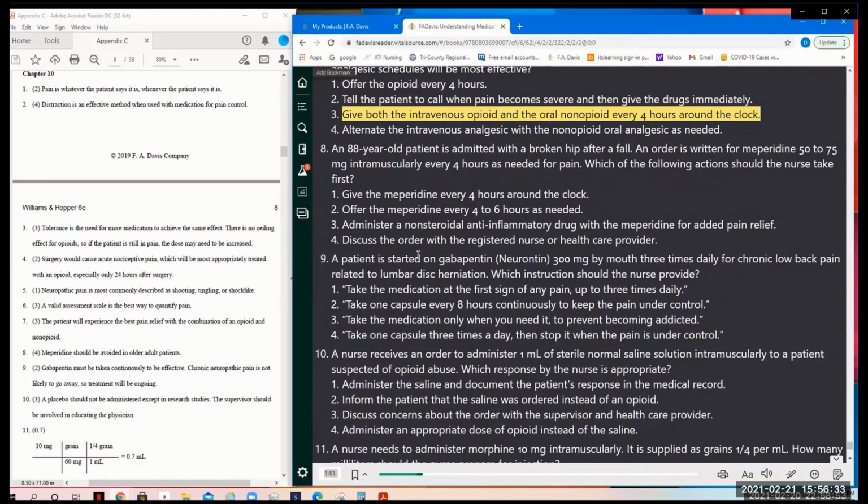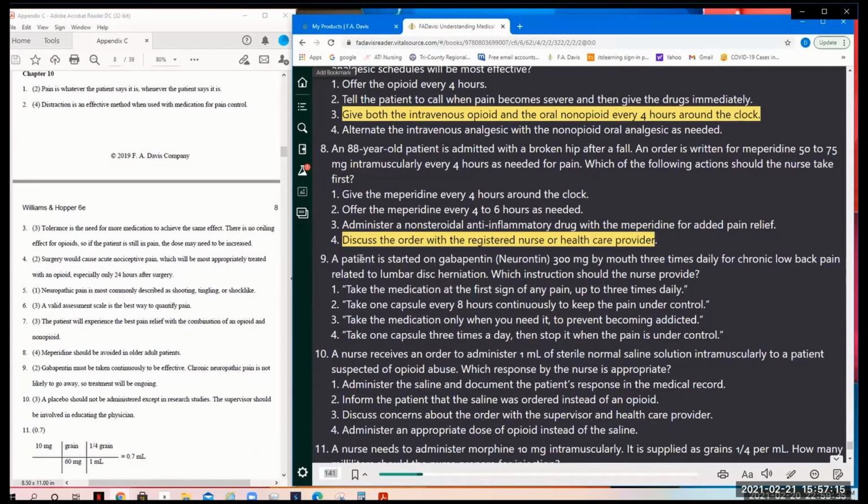1, give them meperidine every 4 hours around the clock. 2, offer the meperidine every 4 to 6 hours as needed. 3, administer non-steroidal anti-inflammatory drug with the meperidine for added pain relief. Or 4, discuss the order with the registered nurse or healthcare provider. And the answer is 4. Discuss the order with the registered nurse or healthcare provider because meperidine should be avoided in older adult patients.